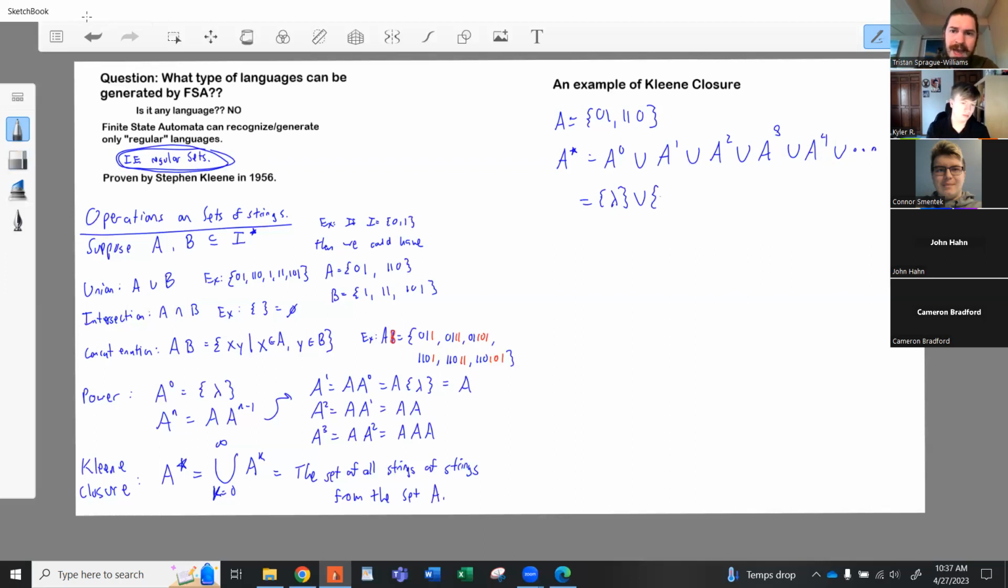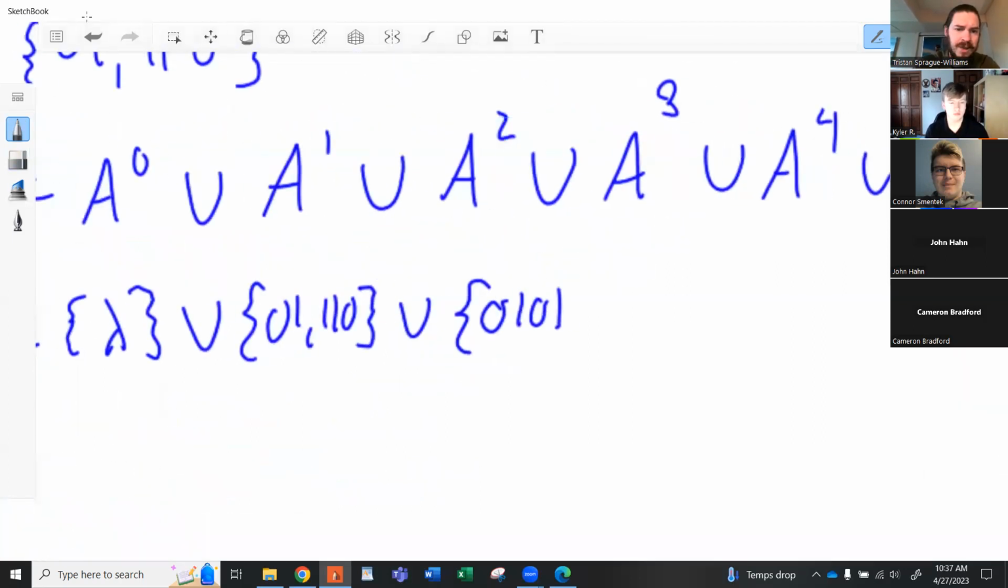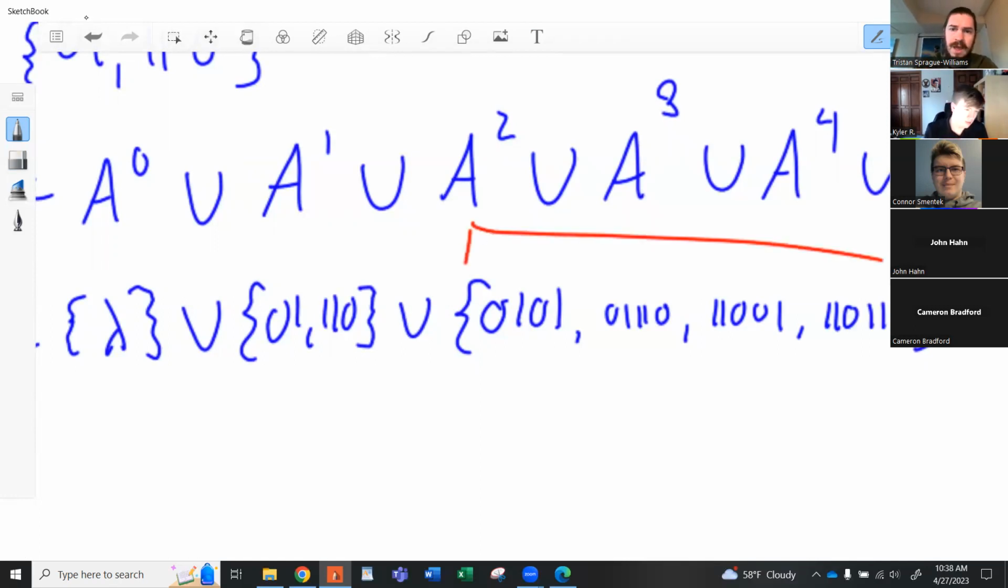A to the power 0 is lambda. A is just {01, 110}. A squared is going to be 0101, which is 01 concatenated with itself. And then you could do 01110, which is 01 concatenated with 110. And then you could do 11001, which is the second concatenated with the first, or you could do the second, 110, concatenated with itself, 110110. So that's all four, that's all A squared, right? And that's just A squared.